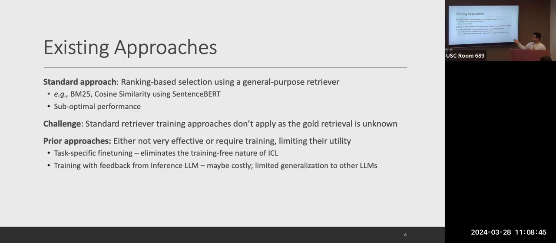But because they use feedback, the training itself can be costly, and it also limits generalization to a different language model. So if they train with Neo, they will not be able to generalize to a much, much larger model. So any questions about the setup? Otherwise, I'll start talking about the first approach.